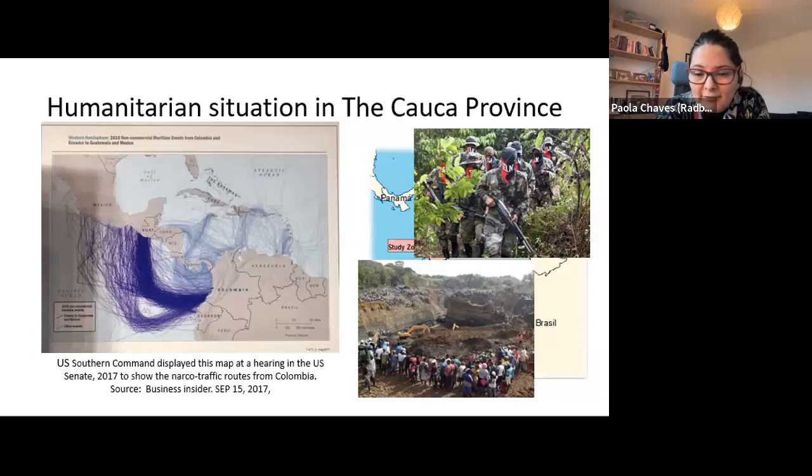The former guerrilla FARC used to have control of the region until 2016. But after the peace treaty was signed, the region has been in dispute among many smaller gangs, many of them linked to the cartel of Sinaloa in Mexico. So this is one of the most violent regions in Colombia.